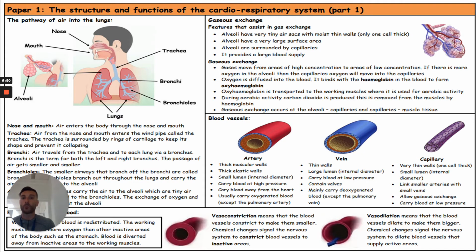Next, the blood vessels. Arteries. Arteries almost always carry oxygenated blood, apart from the pulmonary artery. But basically, arteries take blood away from the heart. So the pulmonary artery is taking blood from the heart to the lungs to be reoxygenated. But every other artery carries oxygenated blood. They have thick muscular walls, which is very, very important. That allows for vasoconstriction and vasodilation. Vasoconstriction is the artery getting smaller. Vasodilation is it getting bigger.